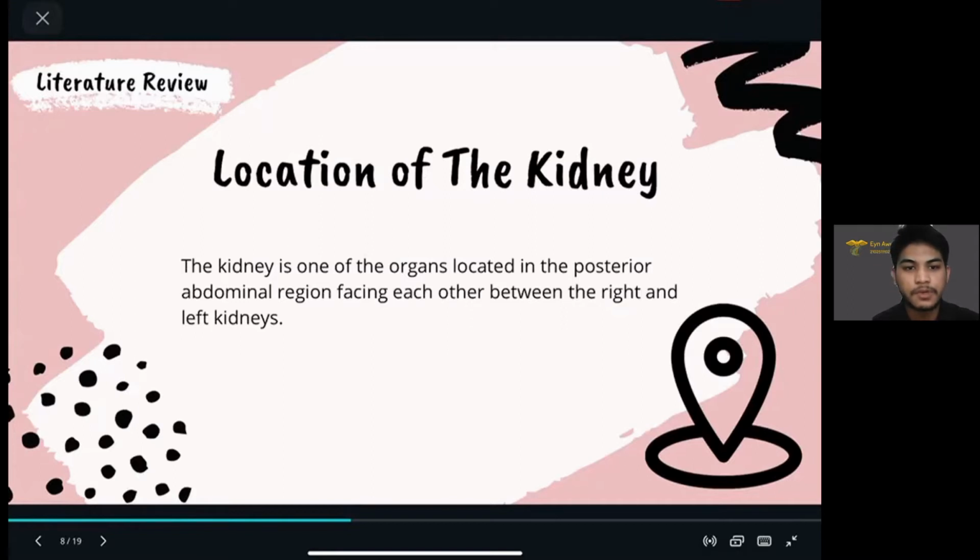This organ is more specifically located at the back of the peritoneum, or the membrane lining the abdominal organs, so this position can be called retroperitoneal. In the supine position, the kidney lies approximately at the level of the thoracic 12 and lumbar 3 vertebrae inferiorly. Okay, the next part will be continued by my colleagues.